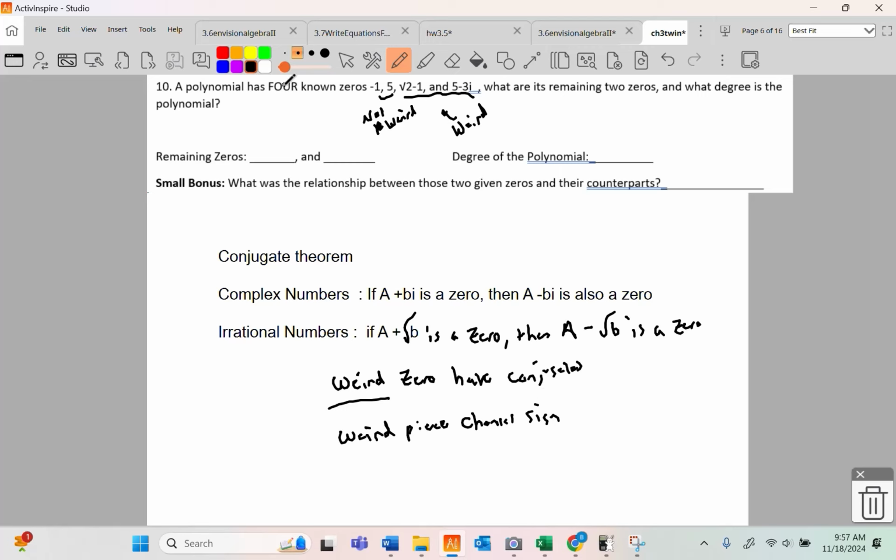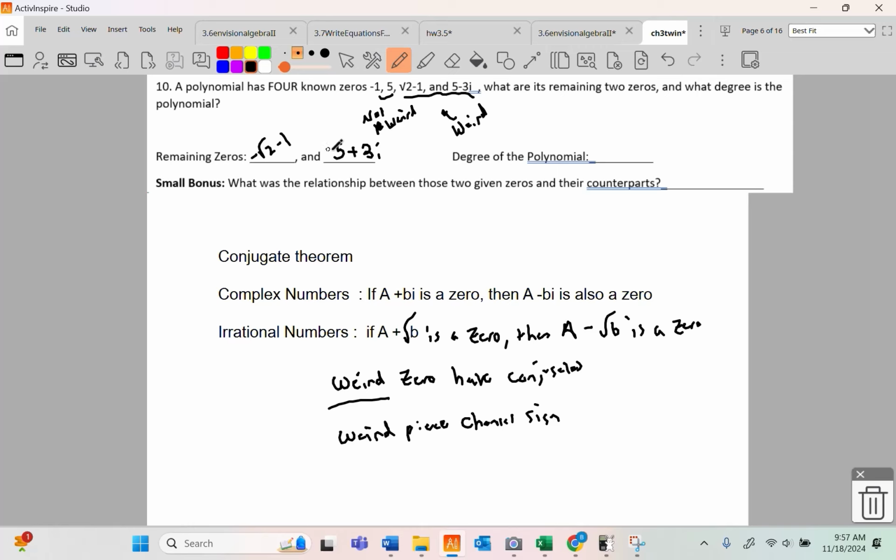So I have root 2 minus 1. Another 0 is going to be negative root 2 minus 1. It's only the weird piece that changes sign. I also have 5 minus 3i, so the other one has to be 5 plus 3i because it's the weird piece that changes sign. Now, the degree of the polynomial, we have 1, 2, 3, 4, 5, 6 zeros.